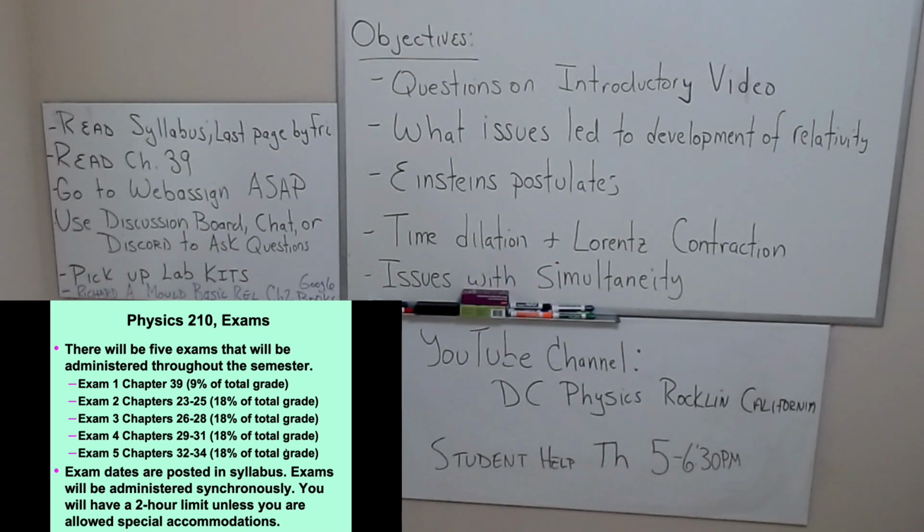Notice one thing. We're going to have 5 exams this semester, and it's important that you understand this. I forgot to fix the paragraph at the bottom of the slide. You have 5 exams. The first exam is only worth 9% of your grade because it only covers 1 chapter. The other 4 are worth 18% of your grade each. I will drop the lowest of your first 4 exams. I will not drop the last exam.